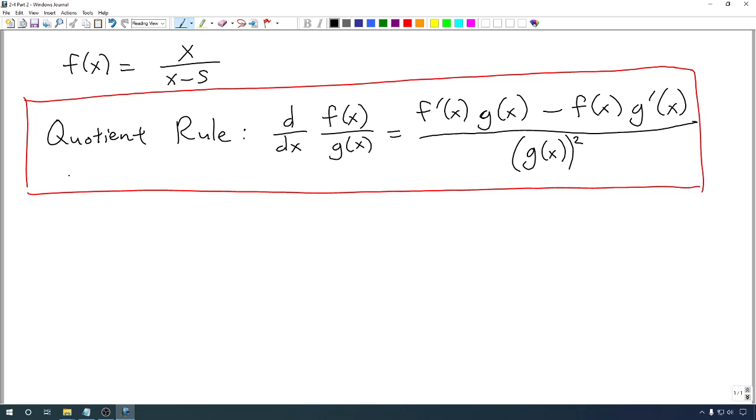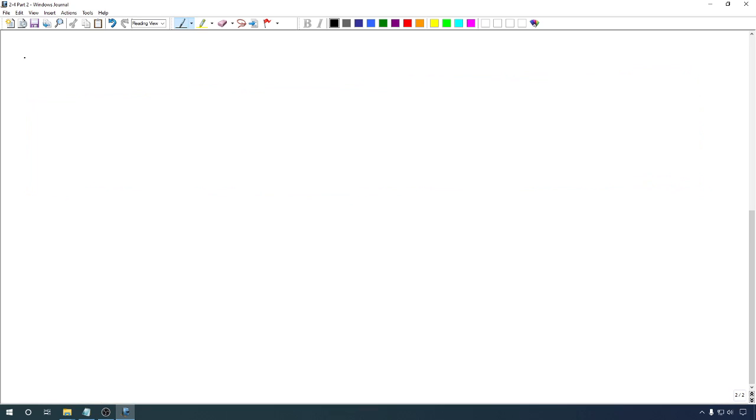So let's start working on some problems. I'm going to start with problem 11. Or they call this h. h of x is x divided by x minus 5. Might look a little familiar. This was the example function that said we needed the quotient rule for. So we're going to go ahead and differentiate this using the quotient rule.